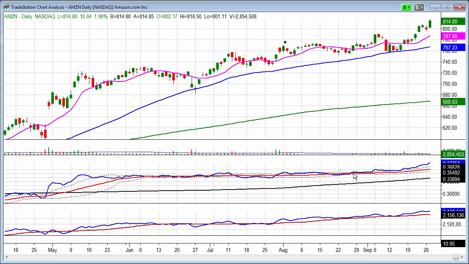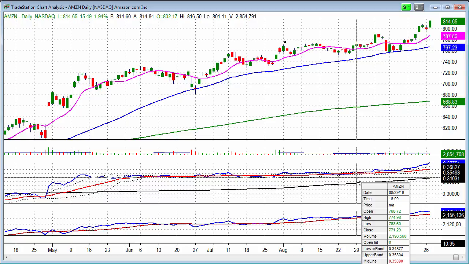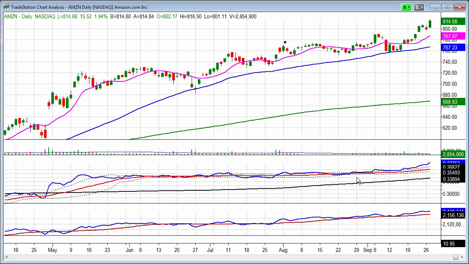And as you can see from a Triple Play perspective, Triple Play has had it on its radar literally since back here at the end of August. When the blue line goes over the red line, that's telling you that the leadership quality of that stock is getting stronger.